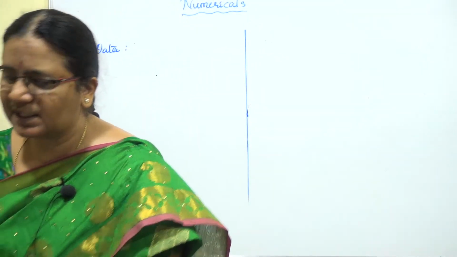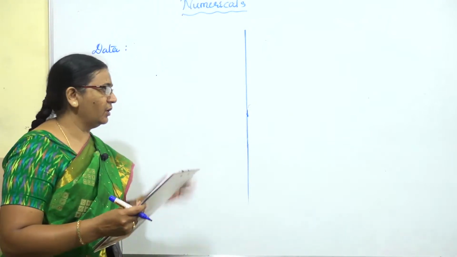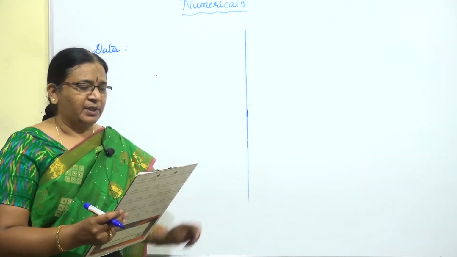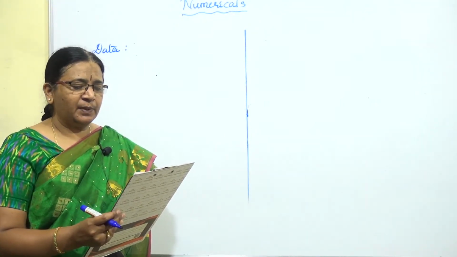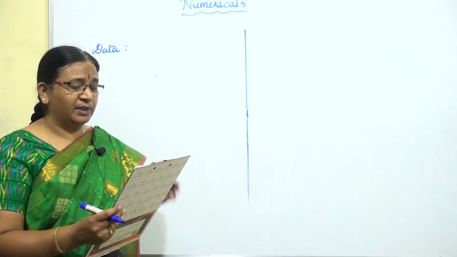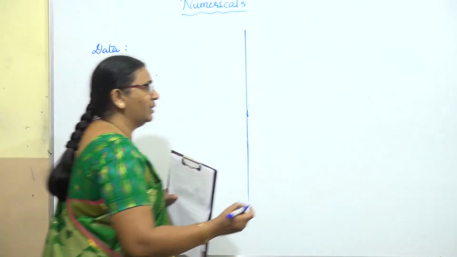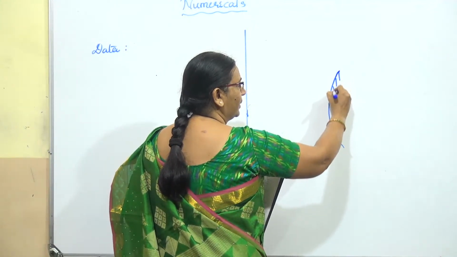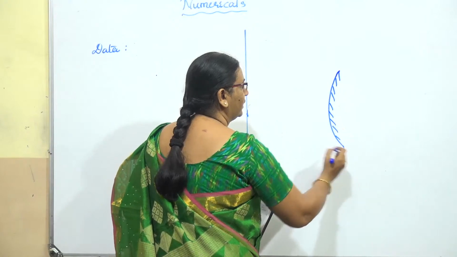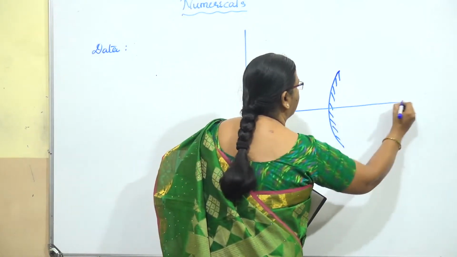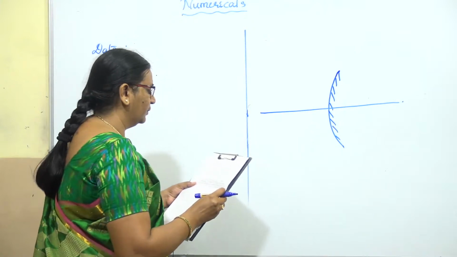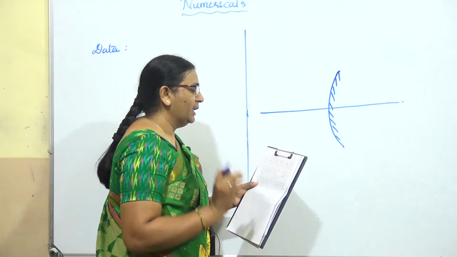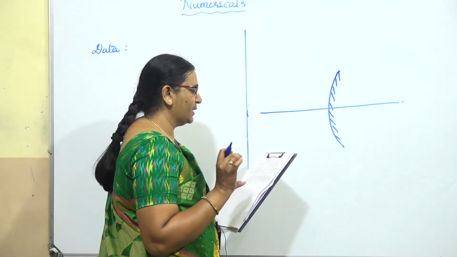So I am taking directly the 7th question. The remaining ones are on the same formula and on the concave mirror itself. When an object is placed at a distance of 60 centimeter from a convex spherical mirror, you are having a convex spherical mirror, and you are keeping an object at 60 centimeter. Your reflecting surface is this side, you have to keep the object this side itself, 60 centimeter from the convex spherical mirror.